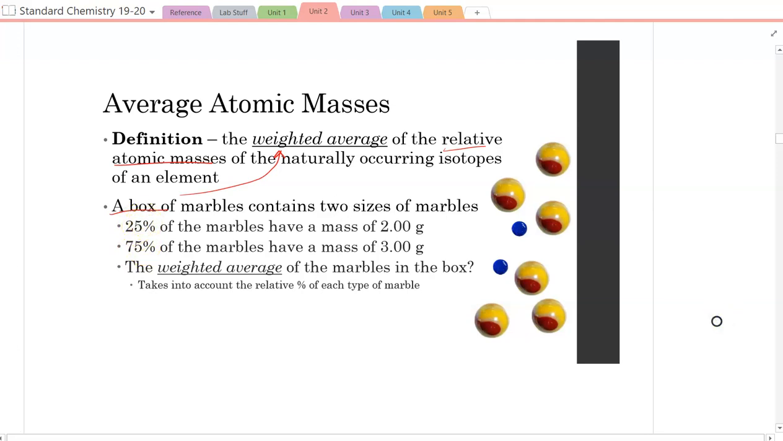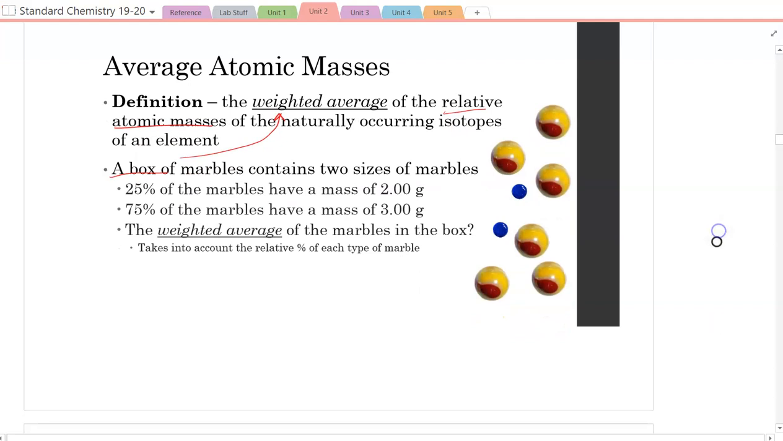So I can't really just take a simple arithmetic average. Instead, I'm going to do a weighted average, which takes into account the relative percent of each type. So in this case, this is going to be a value where I take 2.00 grams, which is the mass of the smaller one, and multiply it by 0.25, which is the decimal form of the percentage, which is the more useful one.